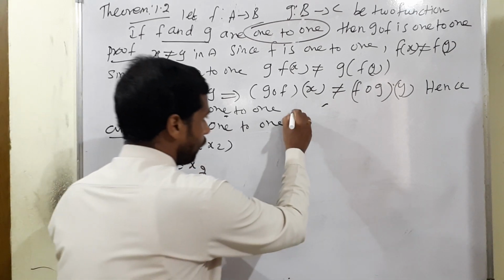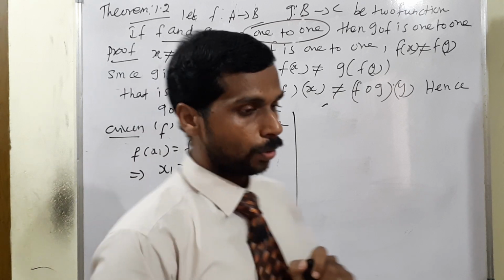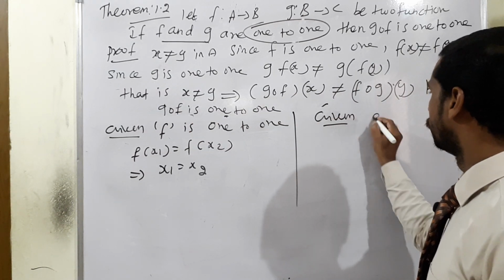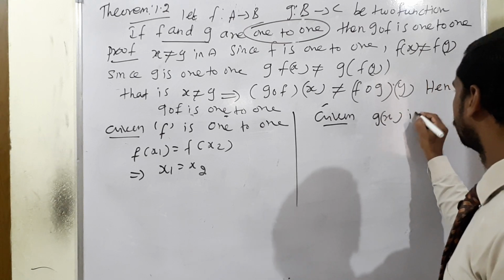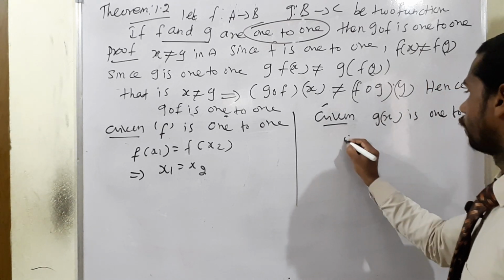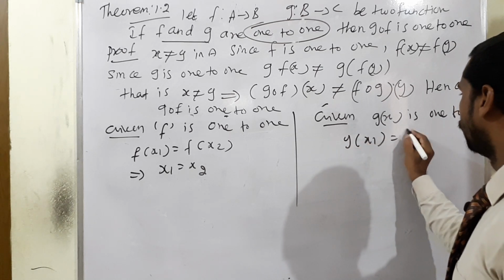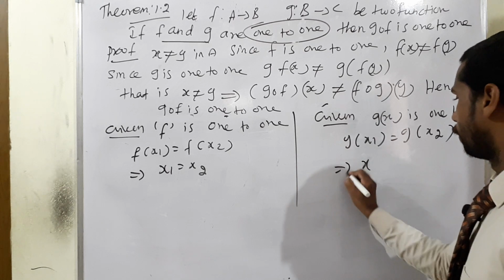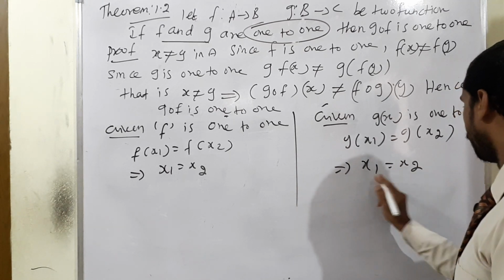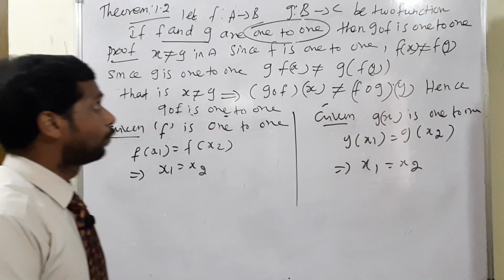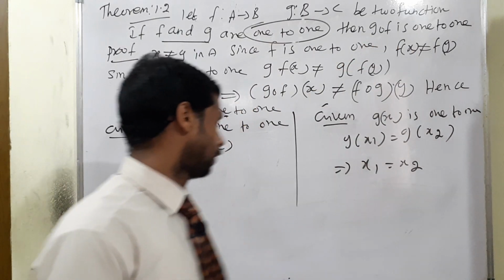At the same time, the next condition is also given: g is also 1 to 1. So given g of x is 1 to 1. What is the meaning of g of x being 1 to 1? g of x1 is equal to g of x2. Therefore, it implies x1 is equal to x2, which means this is also a 1 to 1 function. Now we have to prove the condition g dot f, isn't it?